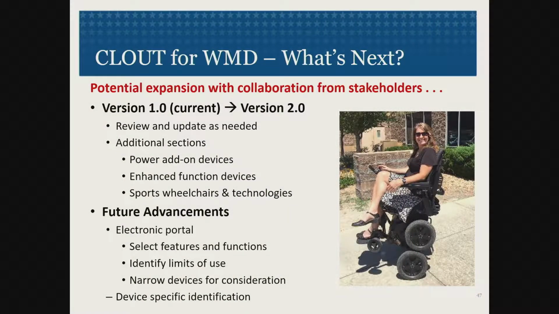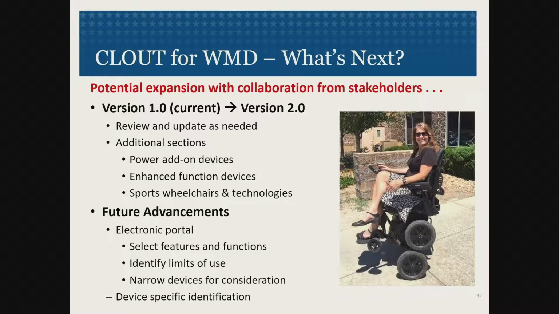What's next? So where are we? This was a great project. We had a blast. We had a fabulous team that I highlighted. We really feel like we took a compilation of a lot of our collective experience to provide a summarized document that we think is meaningful to your practice. Version 1.0, we're just getting started. It's a draft. We want to move forward into refining the current document, capturing information, updating as needed, adding sections for power add-on devices, which we currently don't have, enhanced function devices, which we have not specifically specified, and also thinking about sports wheelchairs and technologies.